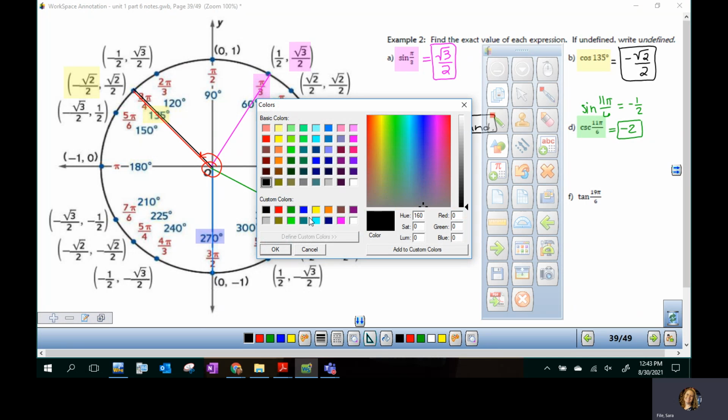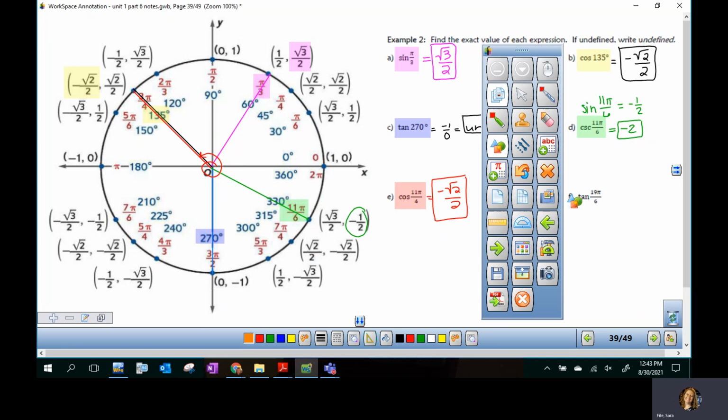Let me get a different color. Let's do orange, I guess. I don't know why I got a triangle, not the highlighter. It's not what I wanted.